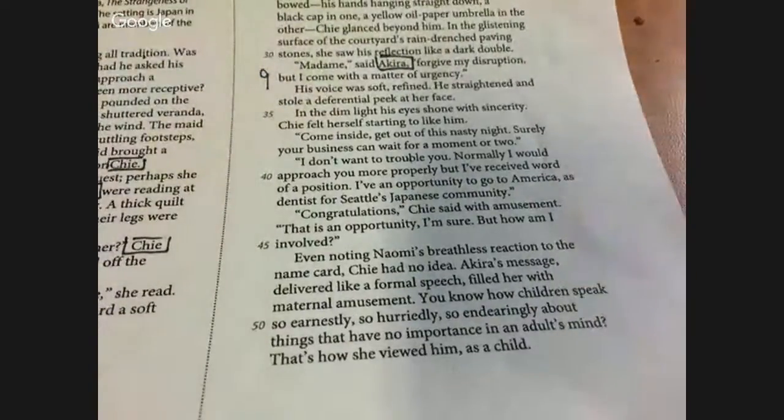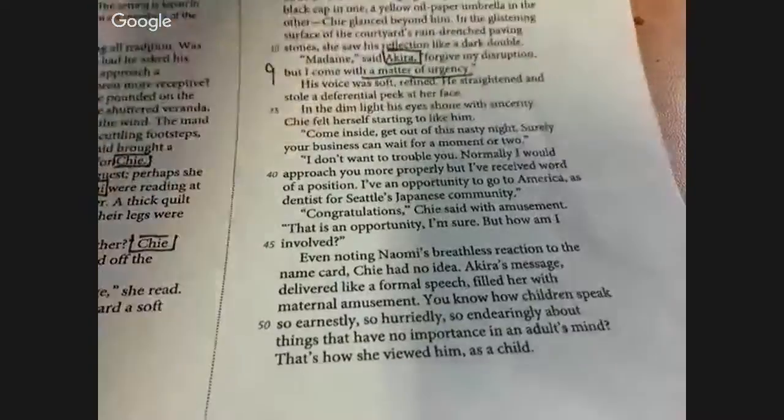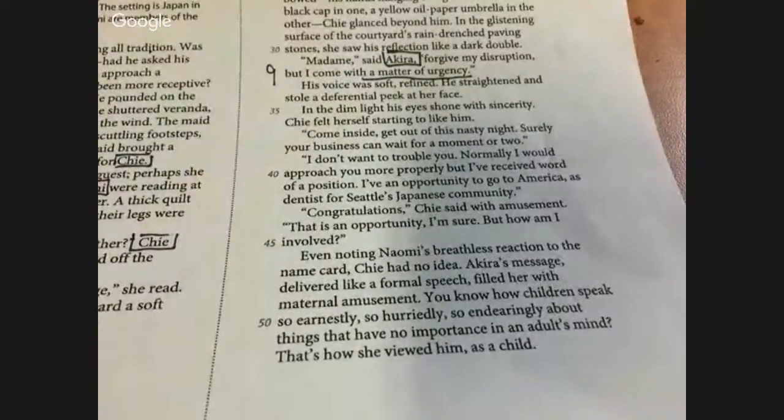Okay, so we see that we have question 9. Why does Akira say that his meeting with Chie is a matter of urgency? Well, we don't really know that yet, so I guess we'll keep reading.